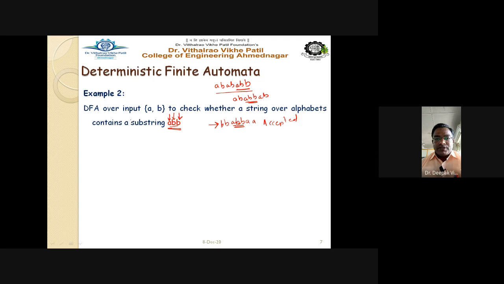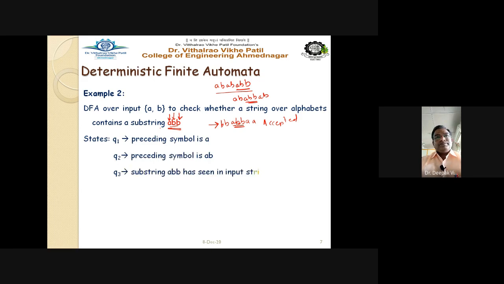So I have to design an automata, a DFA, deterministic finite automata, in such a way that it must accept the strings containing the substring ABB. Okay, so we'll see the steps, right? The states, first we have to define the states: Q1, Q2, Q3, and Q0, right?